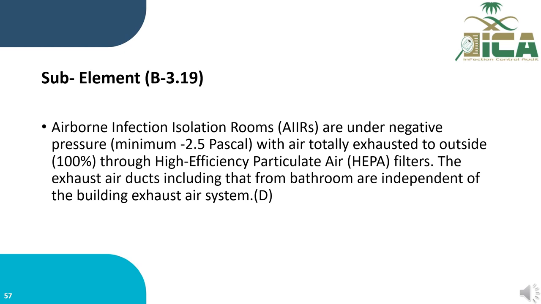Sub-element B3.19: airborne infection isolation rooms are under negative pressure, minimum minus 2.5 Pascal, with air totally exhausted to the outside, 100%, through a high efficiency particulate air filter. The exhaust air ducts, including that from the bathroom, are independent from the building exhaust air system. For this, we need documentation so we can review and evaluate this sub-element.